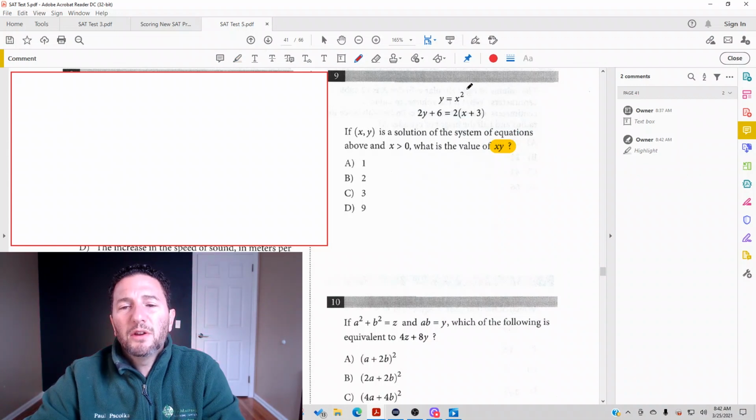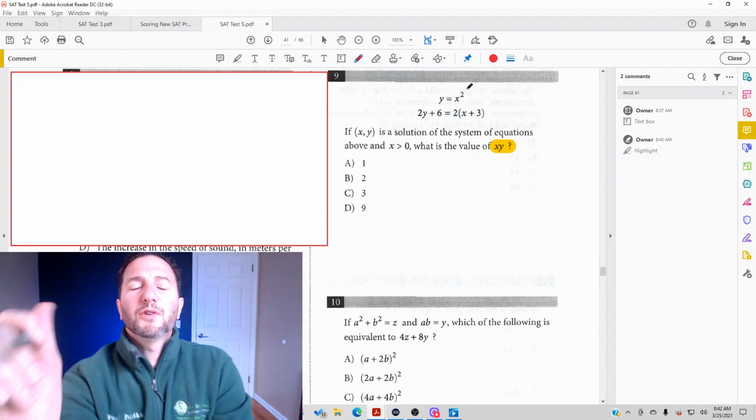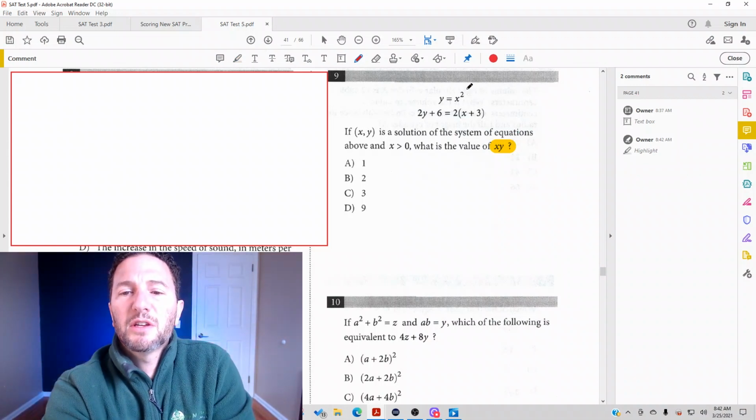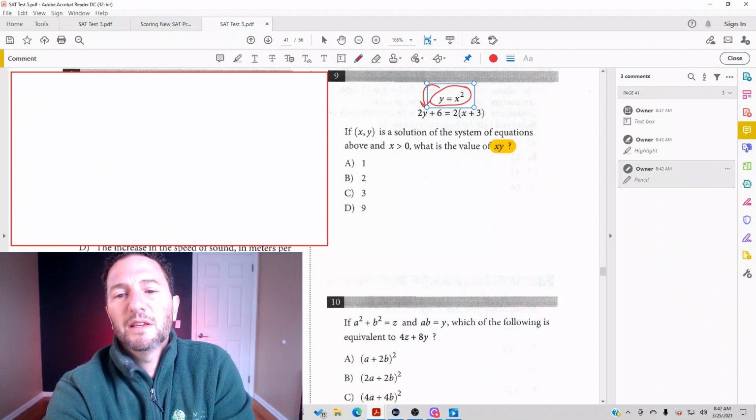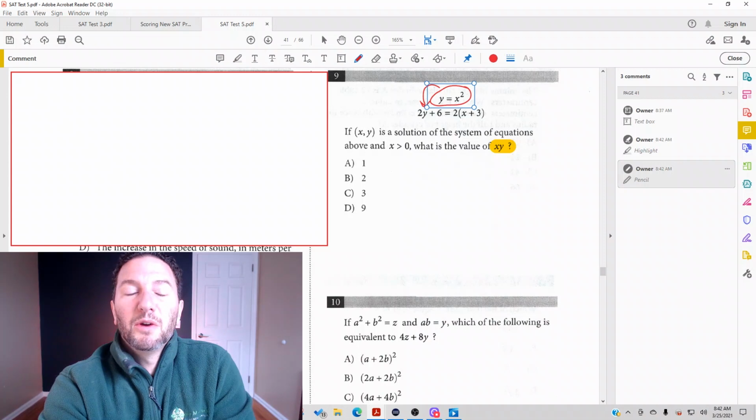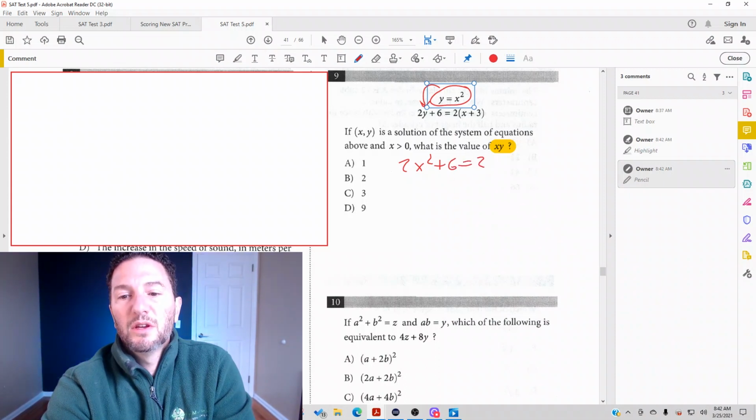So, whenever you're looking at a system of equations, first thing you should ask yourself is, should I eliminate or substitute? So, for this one, we're going to substitute for two reasons. Number one, the y is already isolated. And number two, usually when you've got a system where you've got one linear and one quadratic, substitution is the way to go. So if we sub in x squared for your y here, then what we get is 2x squared plus 6 equals 2 times x plus 3.